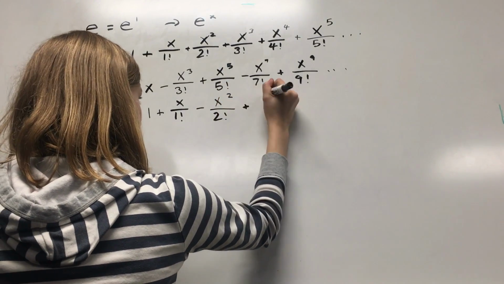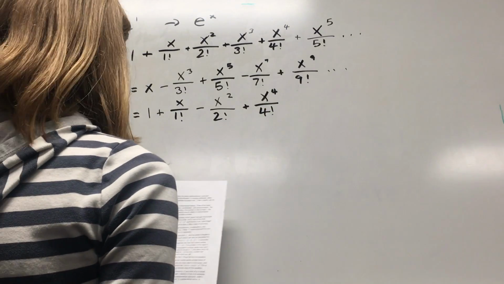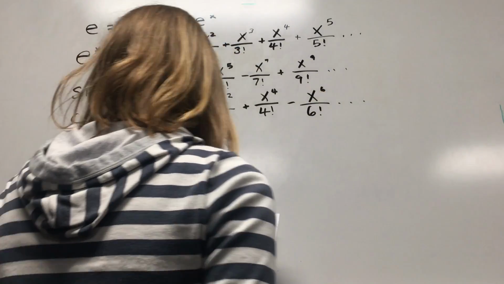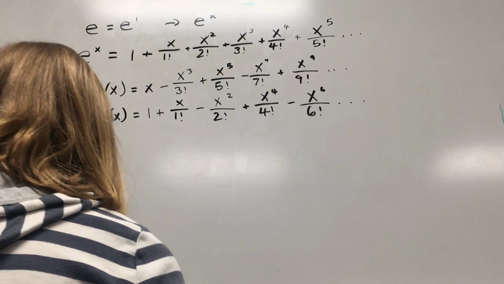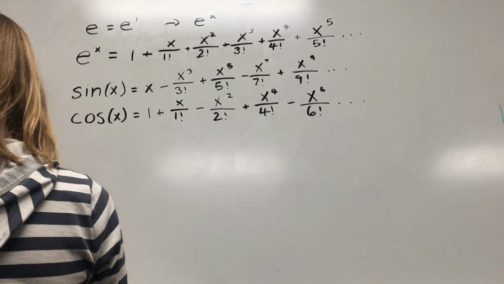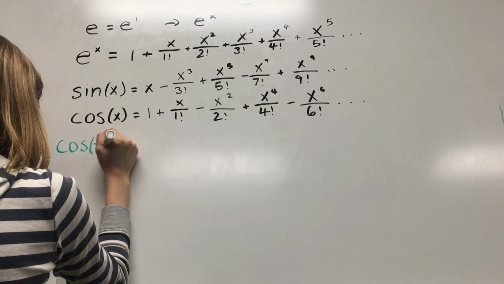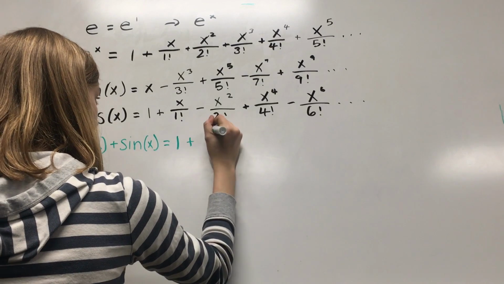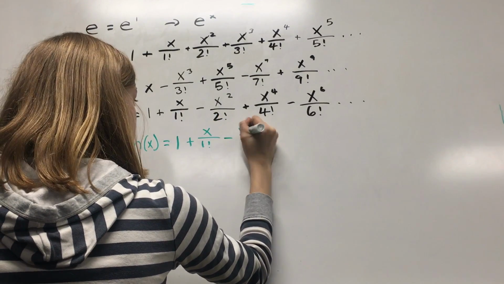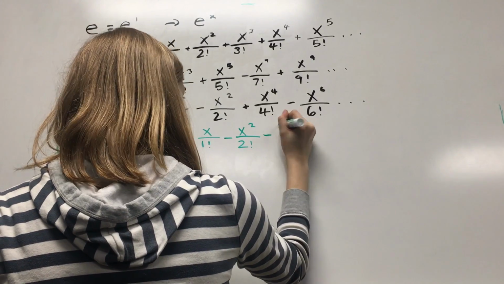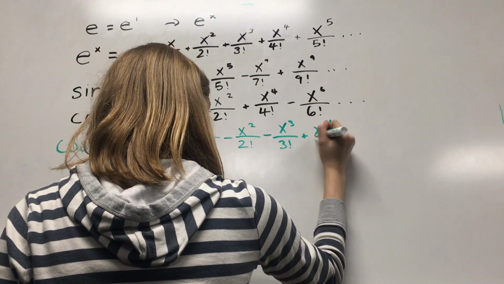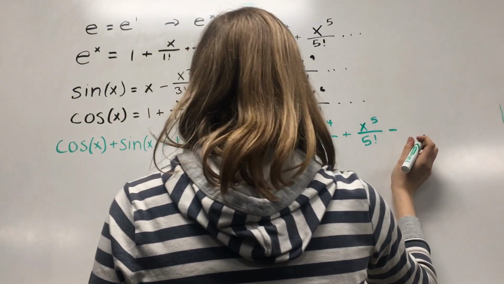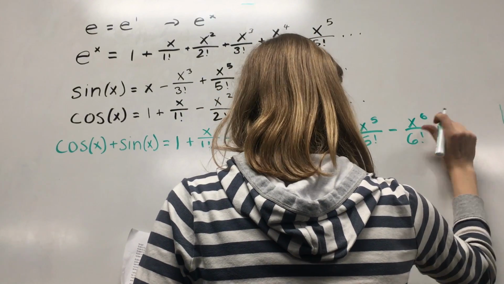It looks like all these series are related somehow. If you were to add together the sine and cosine series, would you get e to the x? Cos x plus sin x equals 1 plus x over 1 factorial minus x to the second over 2 factorial minus x to the third over 3 factorial plus x to the fourth over 4 factorial plus x to the fifth over 5 factorial, etc. The problem is the signs in the sine and cosine series keep changing while the Euler's number series doesn't.